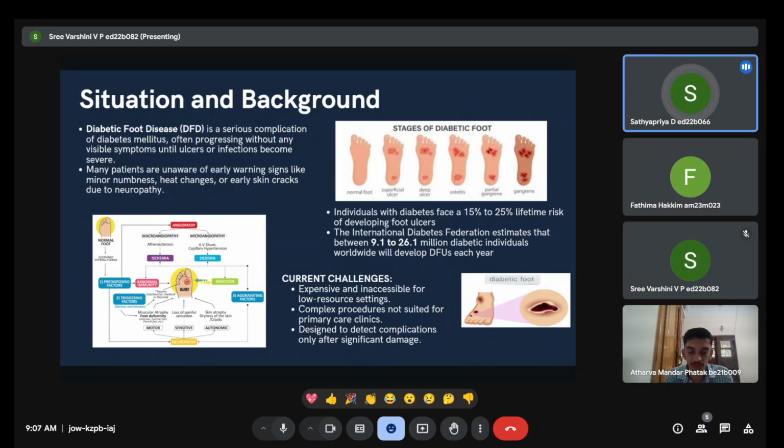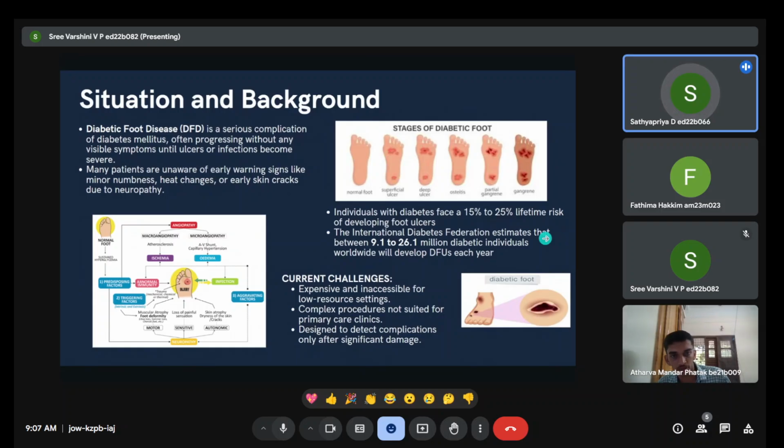Individuals with diabetes face around a 15 to 20% lifetime risk of the disease. According to the International Diabetes Federation, around 9.1 to 26 million people with diabetes face DFU every year. The current challenges of diabetic foot ulcer detection are expensive and inaccessible settings and complex procedures which are not suited for primary healthcare clinics.